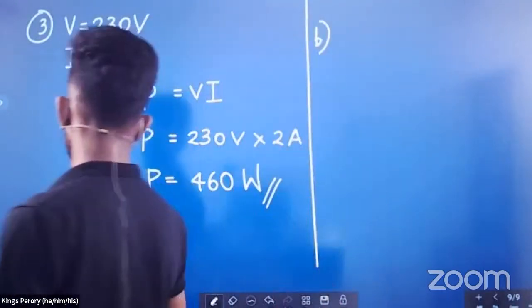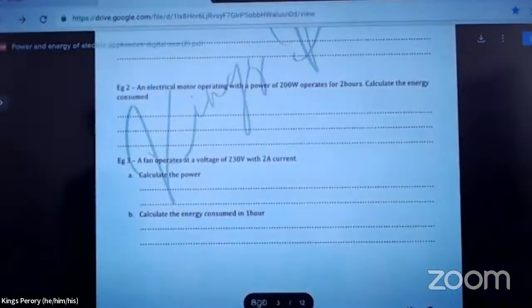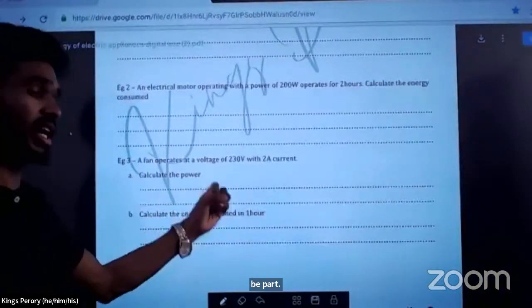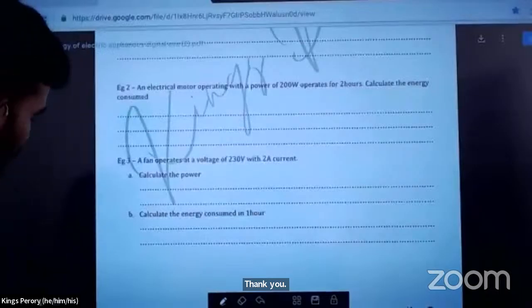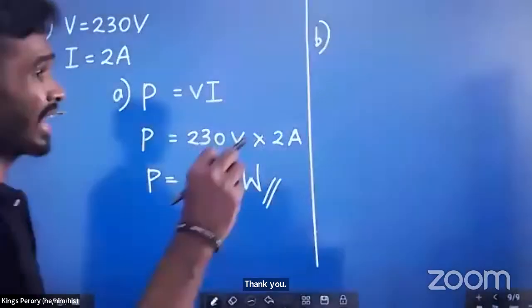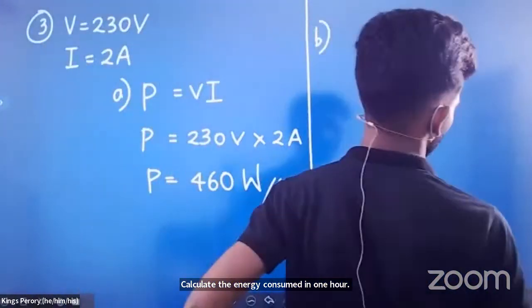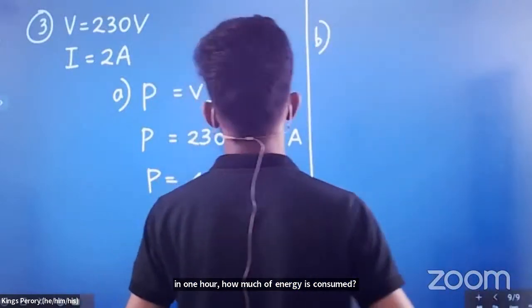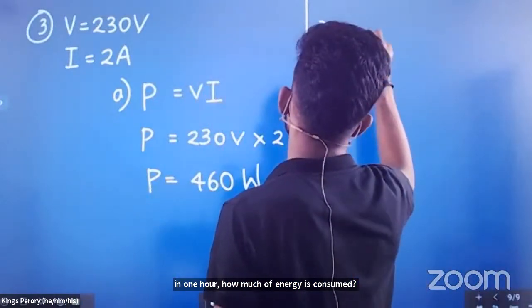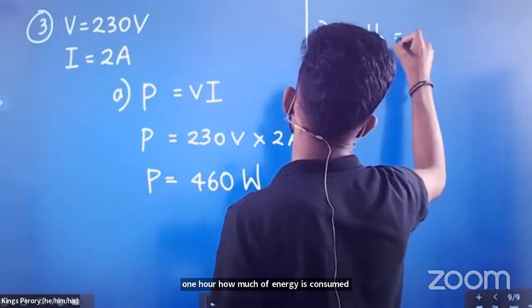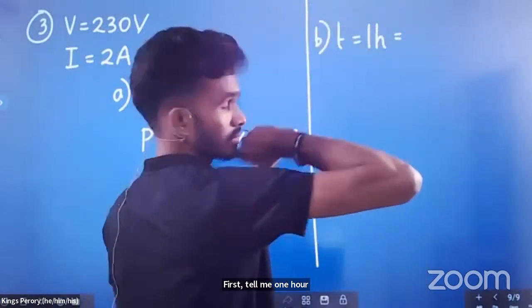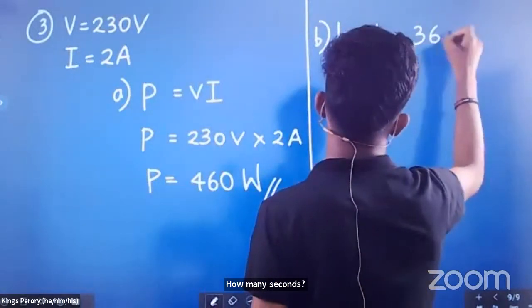B part. Calculate the energy consumed in 1 hour. In 1 hour, how much energy is consumed? First tell me, 1 hour, how many seconds? 3,600 seconds.